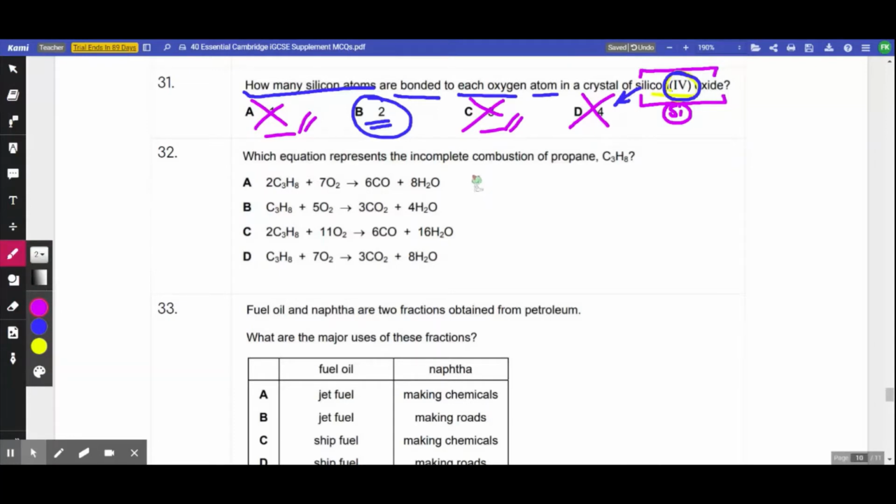This equation represents the incomplete combustion. I've already mentioned that carbon monoxide is what we're looking for, so we can exclude that and that. The answer is either A or C.